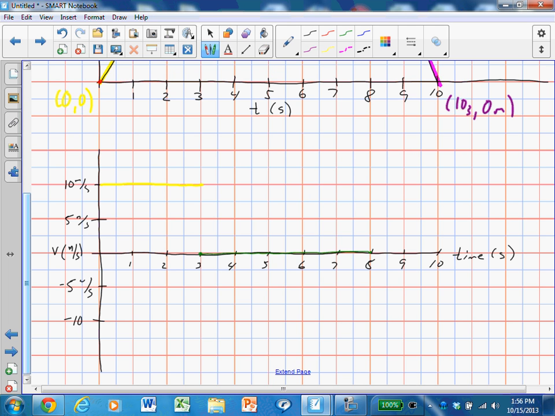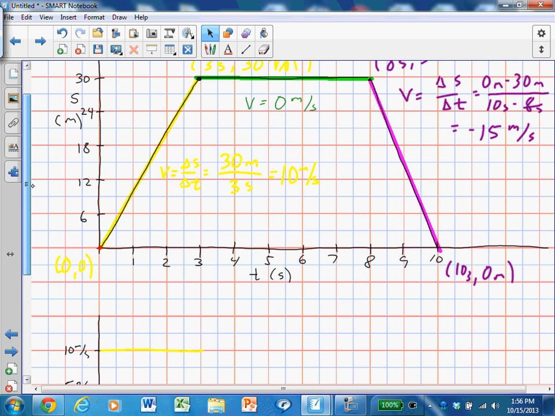Put a good grid on there. And then the last purple one was at minus 15, and that was for 2 seconds. So there's our velocity versus time graph from position.